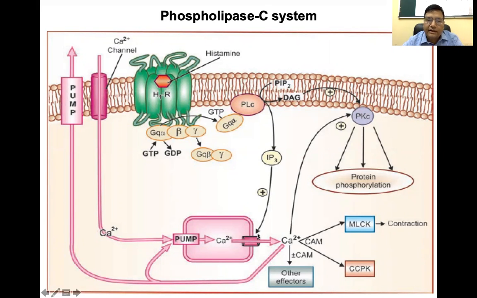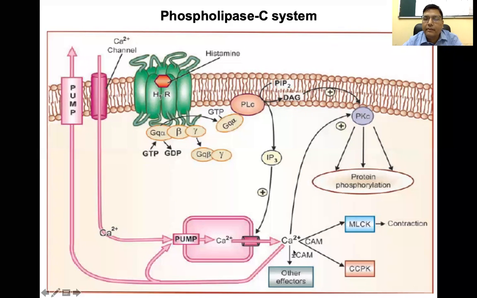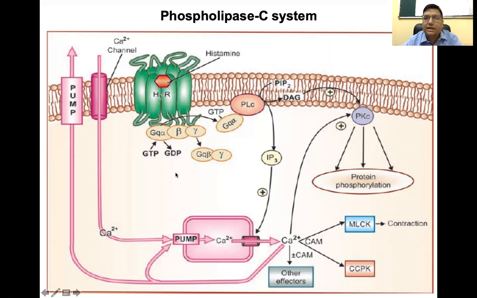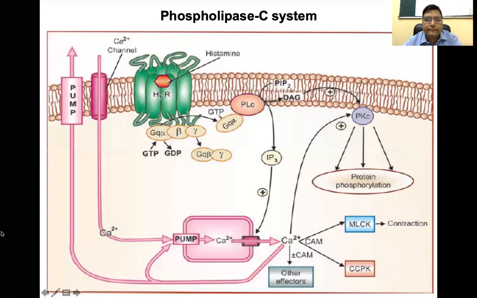Inositol triphosphate then increases the calcium release from the sarcoplasmic reticulum, and this increased calcium binds with the calmodulin and the myosin light chain kinase. What it does is produce the contraction. So that is how bronchoconstriction occurs with histamine, that is a Gq coupled protein.